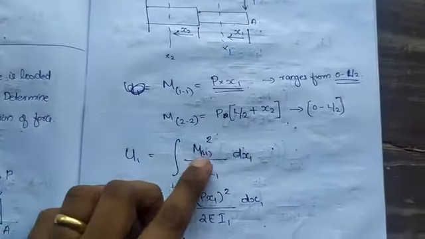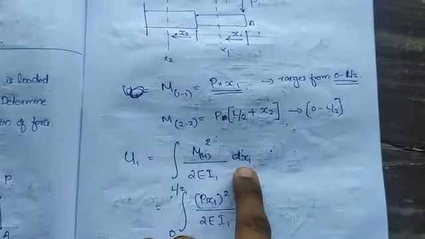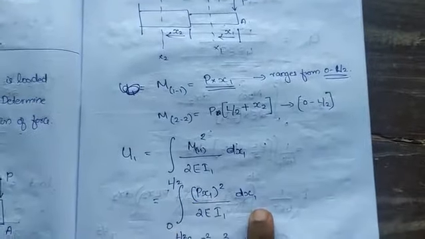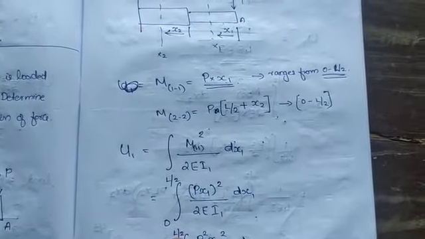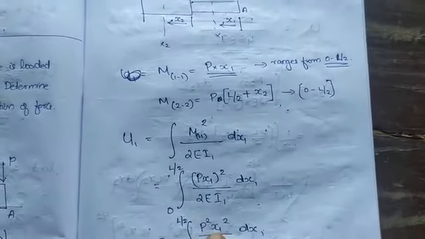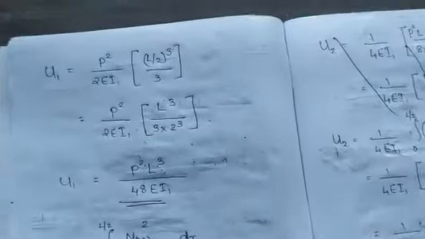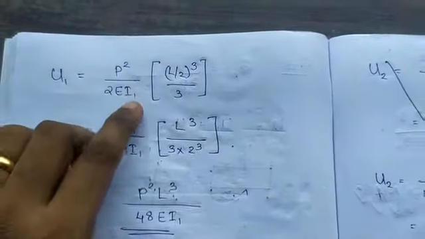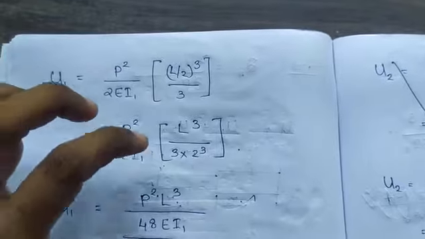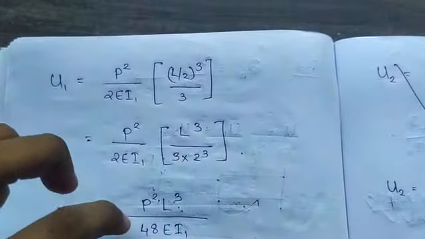U1 will be M square by 2EI1, important, into dx1, because here it's x1. Now (Px1) the whole square dx1 by 2EI1, which ranges from 0 to L by 2, that is P square x1 square by 2EI1 dx1. You integrate this: x1 square becomes x1 cube by 3, from 0 to L by 2. Applying the limits, P square by 2EI1 into (L by 2) the whole cube by 3, so U1 becomes P square L cube by 48EI1.